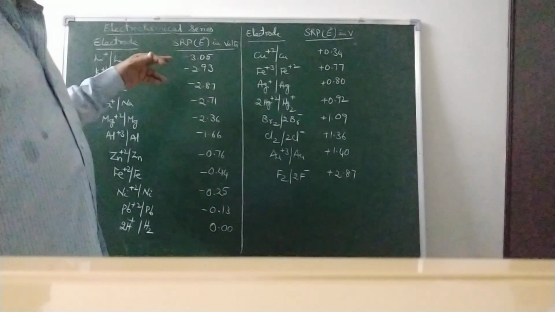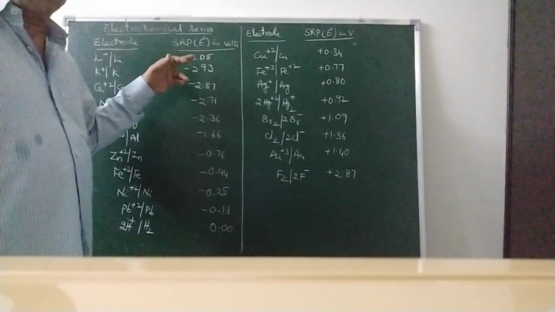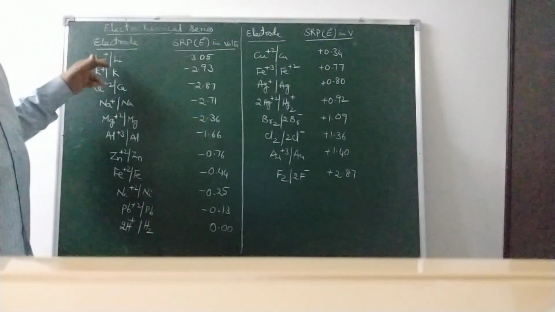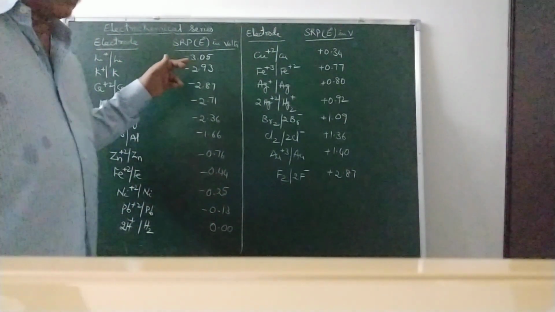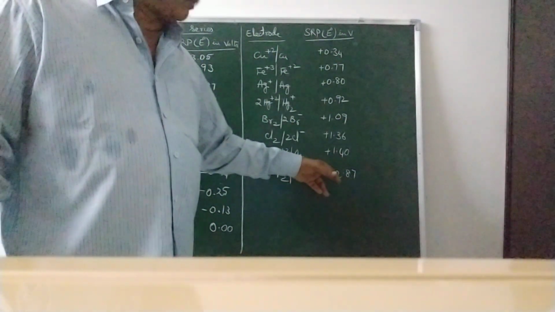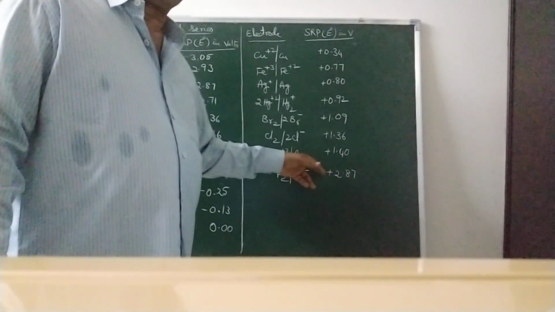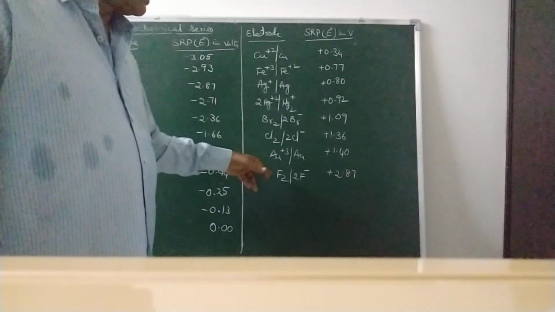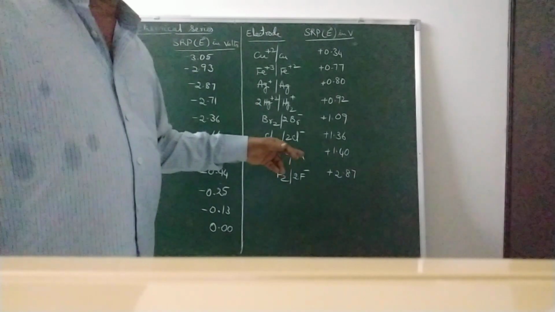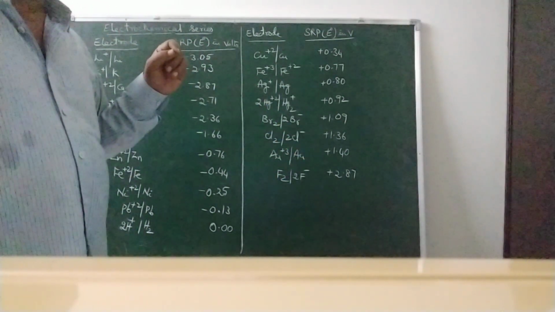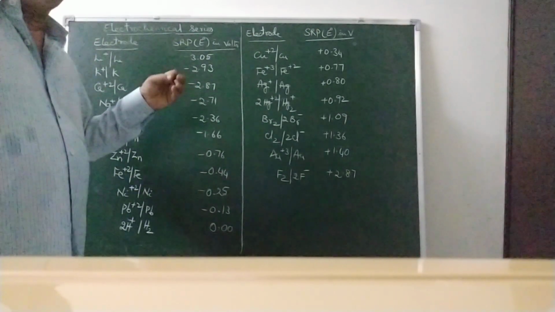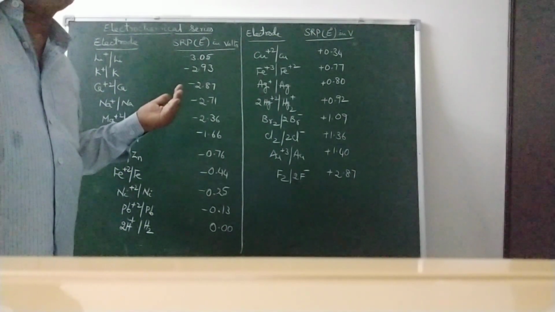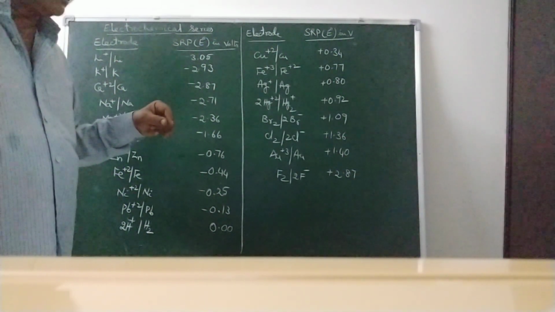The electrode with the higher negative SRP value acts as a strong reducing agent. So, in this series, lithium is a strong reducing agent, and the electrode with higher positive SRP value acts as an oxidizing agent. In this series, which one has the higher positive SRP? Fluorine. So, fluorine is a strong oxidizing agent. So, with this series, we can explain which one is a stronger oxidizing agent, which one a weaker oxidizing agent, which one a strong reducing agent, and which one a weak reducing agent.